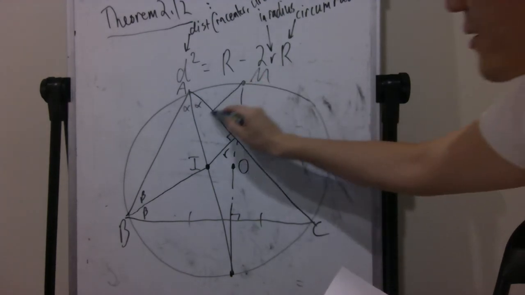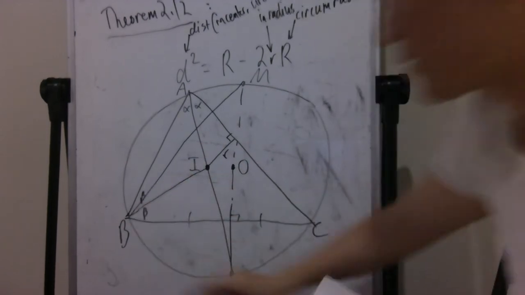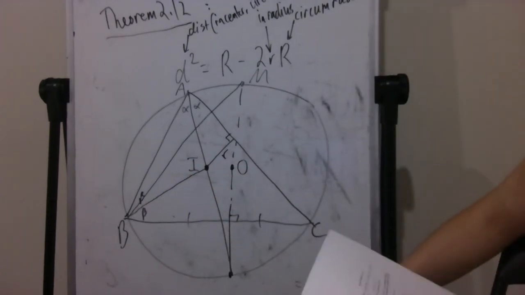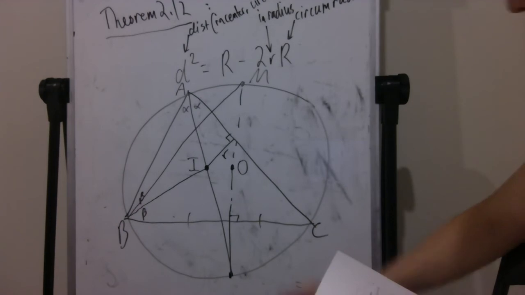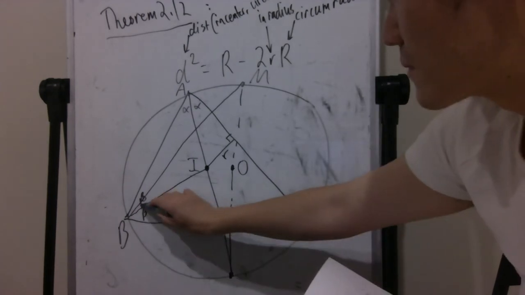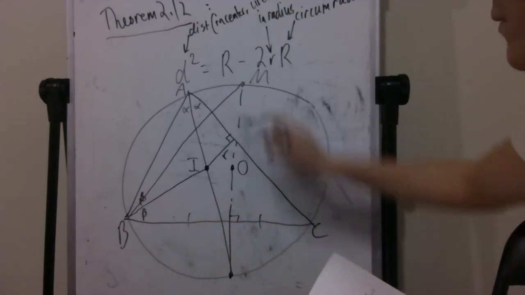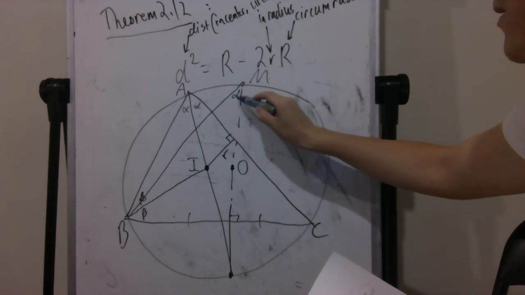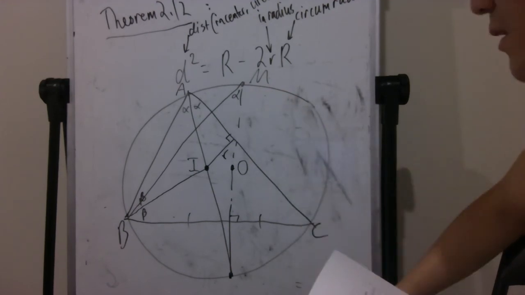Then you join this to here. And then that's 2 alpha. Wait, it's alpha. So alpha's here, and the angle inside is 2 alpha.